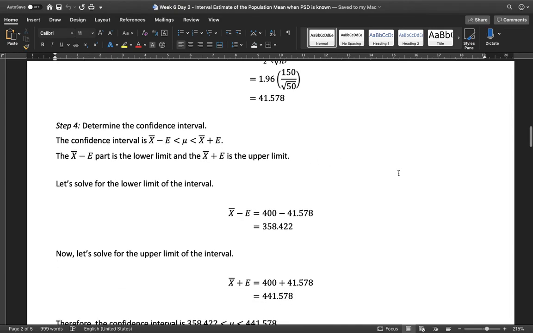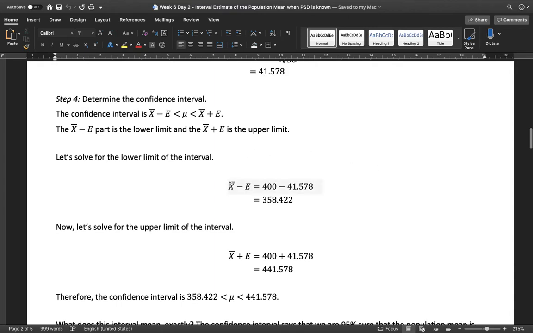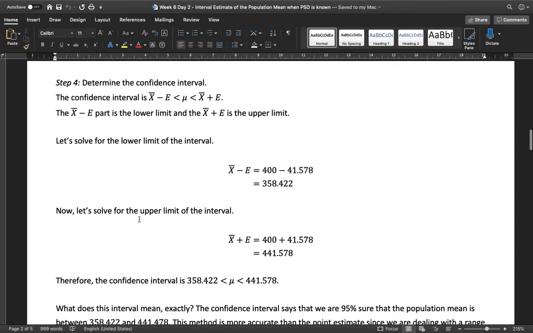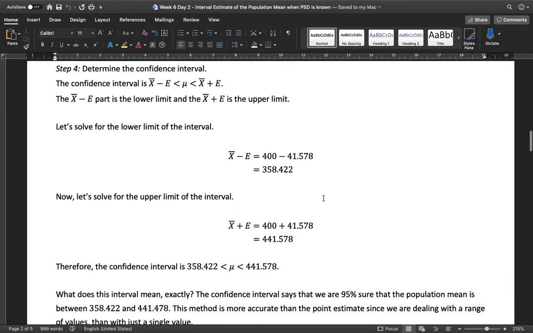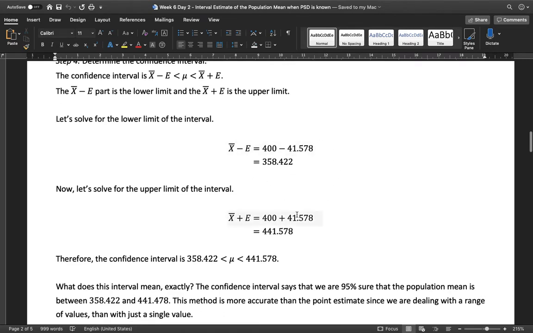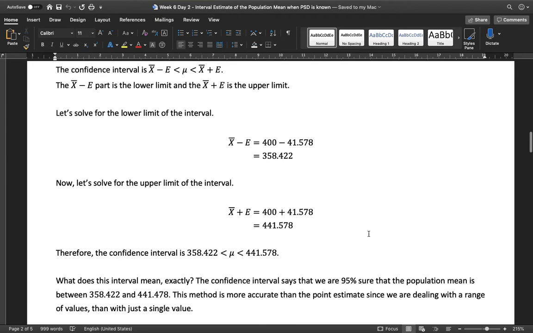So, first, solve natin yung lower limit. Sample mean minus margin of error. That's 400 minus 41.578. That's equal to 358.422. So, that's our lower limit. Yan yung pinakamababang possible value ng interval estimate natin. Now, next naman, upper limit of the interval. That's the sample mean plus the margin of error. 400 plus 41.578. That's 441.578.